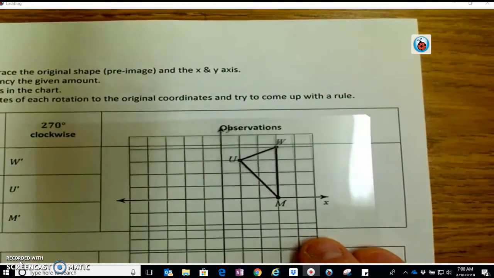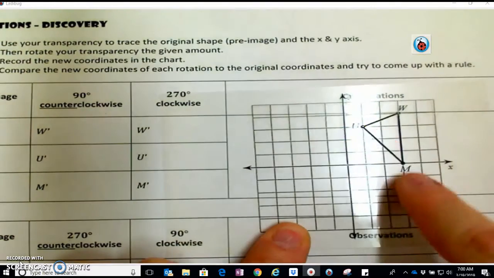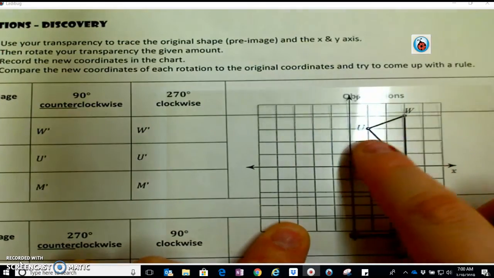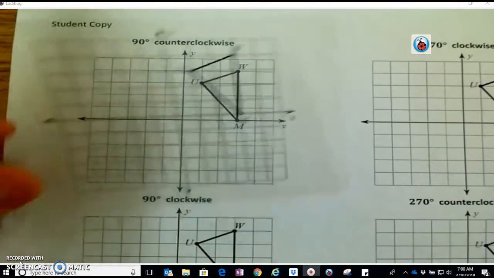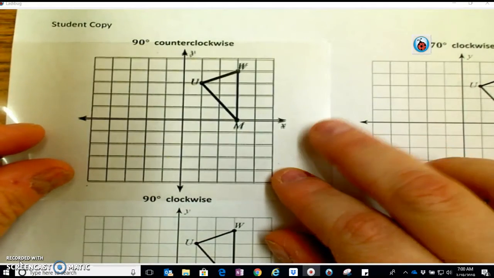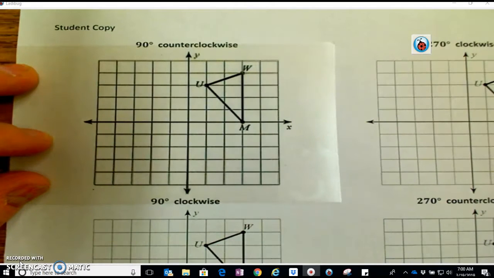On this image, these are the starting points. We have W, U, and M. So we have (3, 4), (1, 3), and (3, 0). All right, so let's get started. I'm going to line it up exactly. So this is my pre-image.